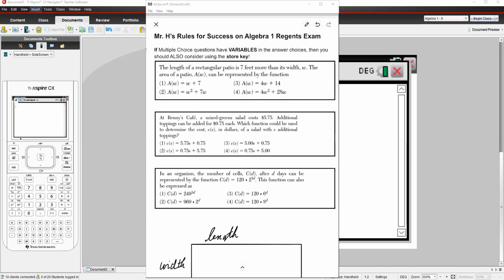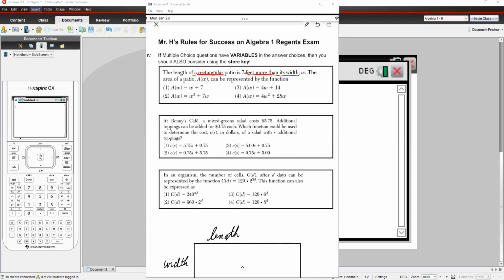It's got 4 choices. Most students, when they look at this, go, dang, I don't know exactly what to do here. It tells you that we've got a rectangular patio, and that the length is 7 feet more than the width, but we don't know what the width is. But if you look at the answer choices, you see the W is in all of them.